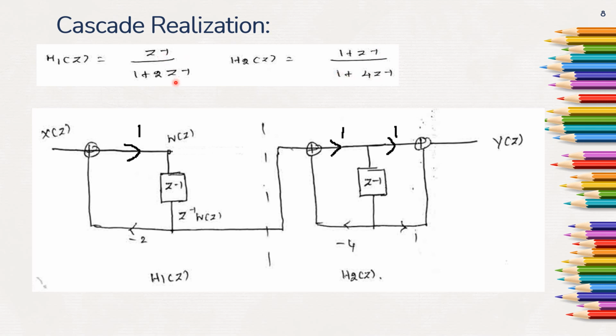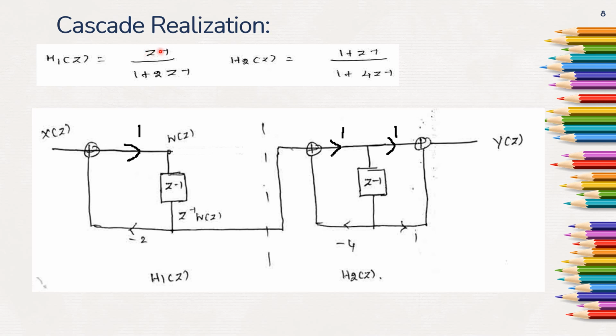Now, as I told you, we are going to go in for direct form 2 realization. And for direct form 2 realization, what did I tell you? Numerator coefficients to the right-hand side and denominator coefficients to the left-hand side. So the numerator coefficient is 1.